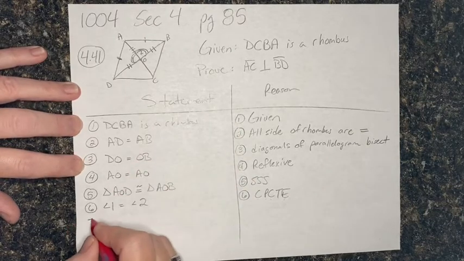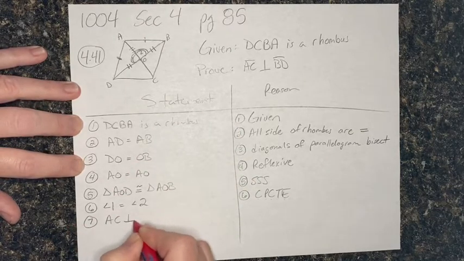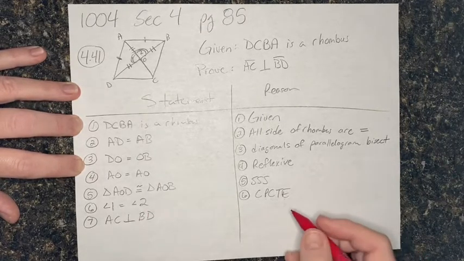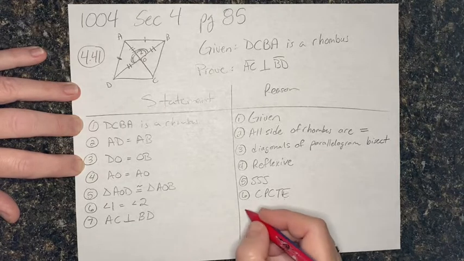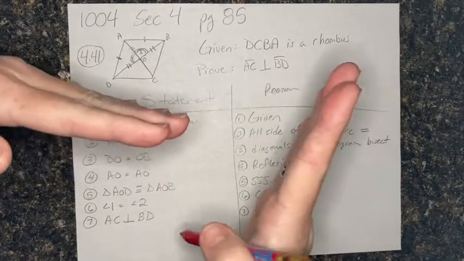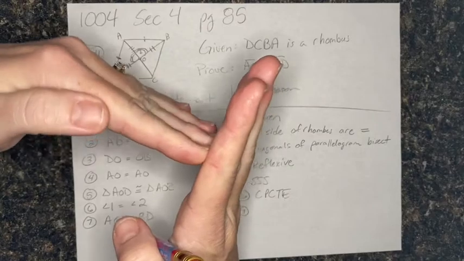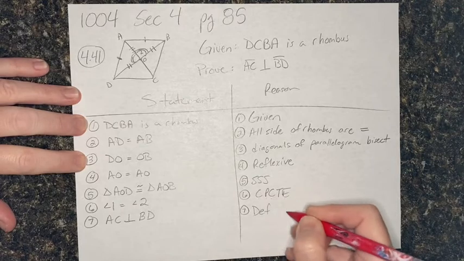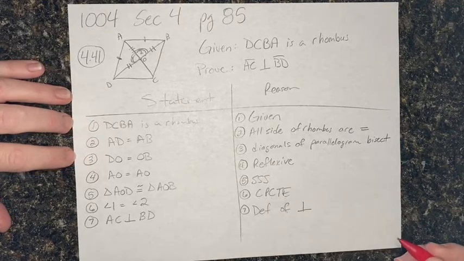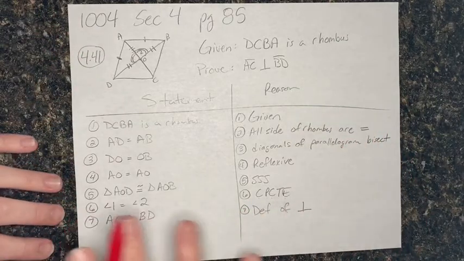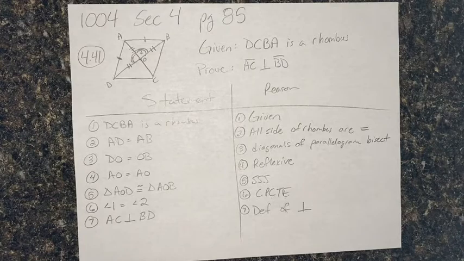That leads us to our proof that AC is perpendicular to BD because that is the definition of perpendicular lines. Okay, when a line comes and hits another line, and the two angles created are equal, that is a perpendicular line. That is the definition of a perpendicular line. Okay? Those are the steps. Write them into your book. We just solved proof 41. Let's take a look at another one.